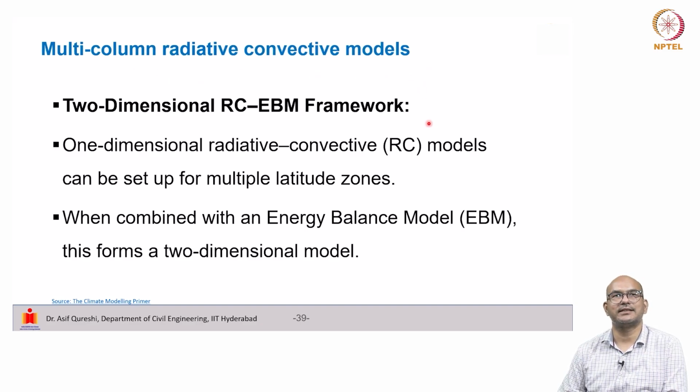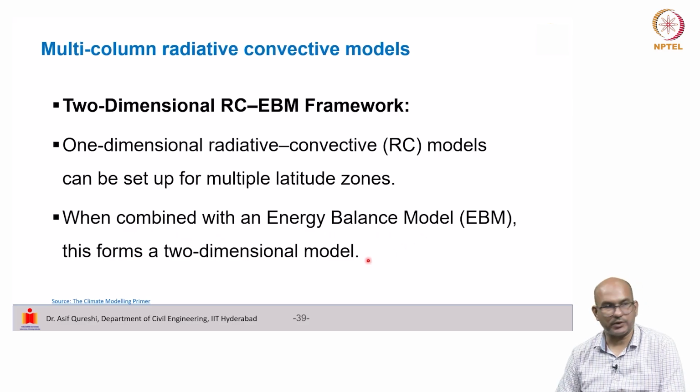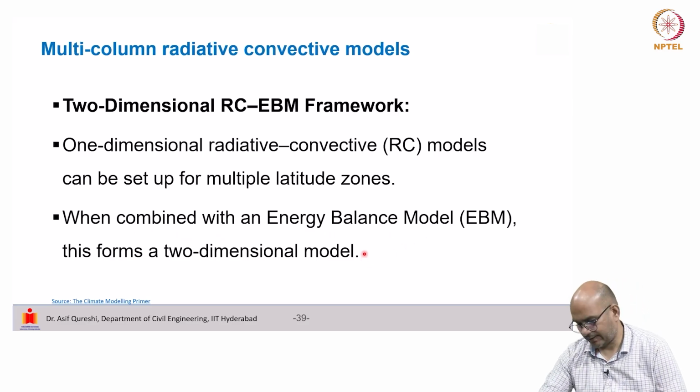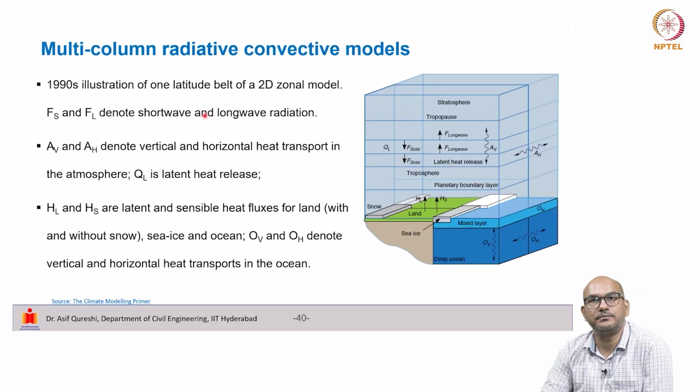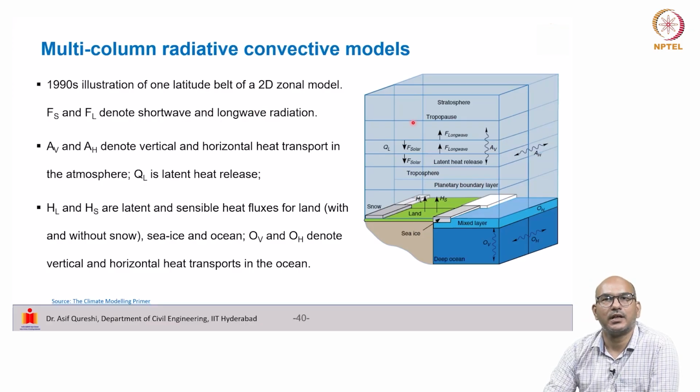So, we have already seen the 1D RC models, and what is the framework of the 2D RC models? We set up the 1D models for one zone, and we can set up the 2D models for different latitudinal zones. When we combine this with the energy balance model, we get a 2D model. How they may look like, we will see on the next slide. So, this is the illustration of one latitude of our 2D zonal models, only one latitude.